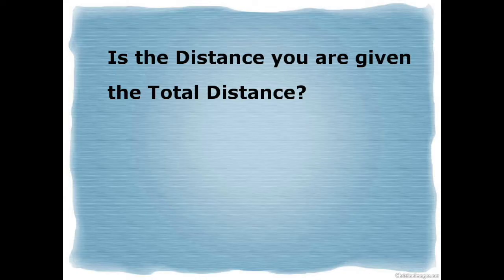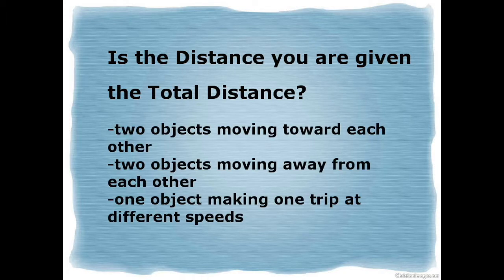What do we know? Now, if you're given a DRT problem and you don't know what the distance is, this is a good question to ask yourself. Is the distance you are given the total distance? Do we have two objects moving toward each other? Well, in this one we do. They're starting at 8 miles apart and they're moving toward each other. So the answer to the first one is yes.